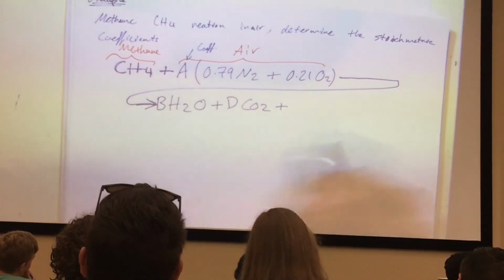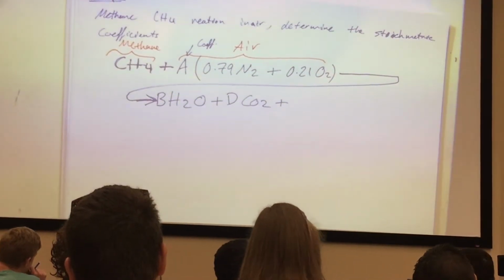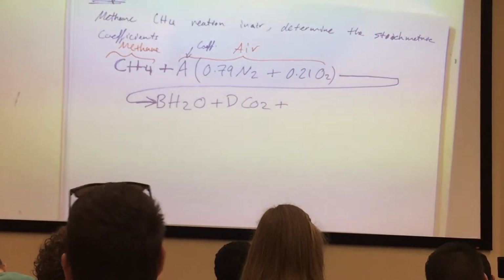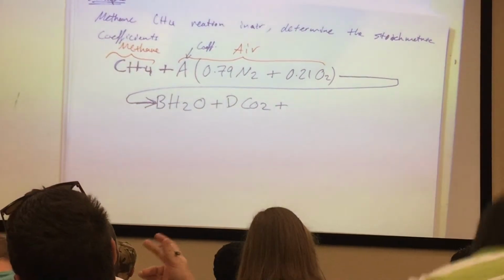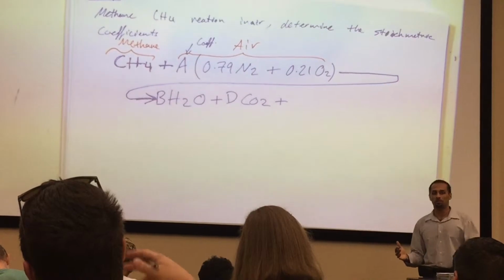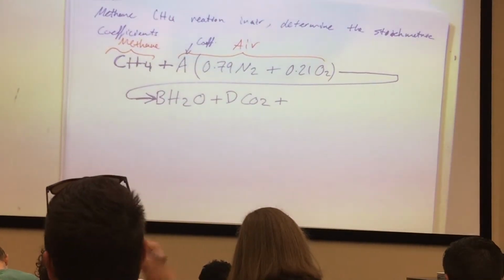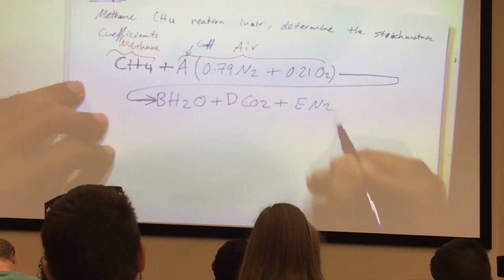And what else do I have? Nitrogen. Nitrogen is not going to react, it's just going to come through. Now, this is assuming no dissociation. I'm not getting any NOx or so forth. So I'm assuming I have a clean combustion process. When you're talking about emissions, you can control emissions through optimizing your combustion. However, right now we're assuming clean combustion, so we're going to say E and nitrogen.